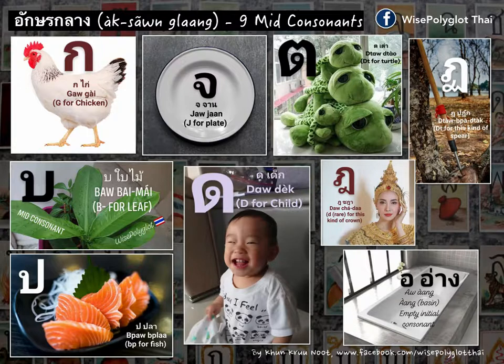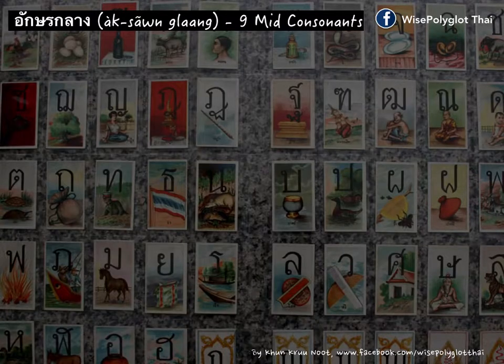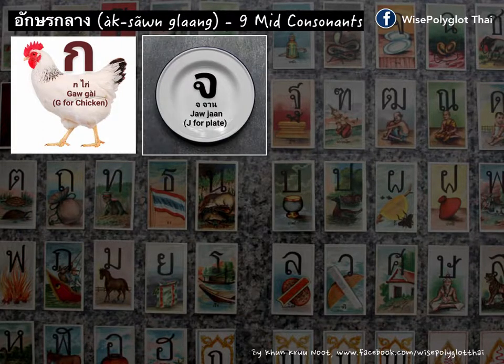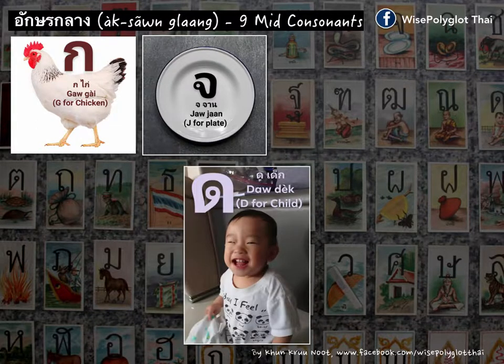Okay, now let's learn how to remember them. You may have your own technique, but this is what I can share with you. Go kai basically looks like a chicken head, you see the chicken mouth there. Jo jan: if you don't know how to remember this, don't memorize it. Imagine a plate, then there's a design of the jo jan there, okay? Do dek. How to remember this?